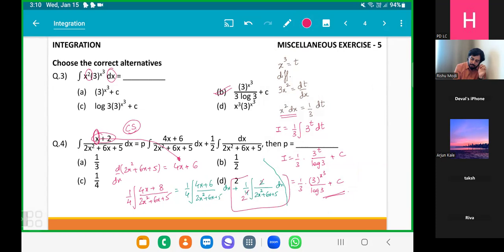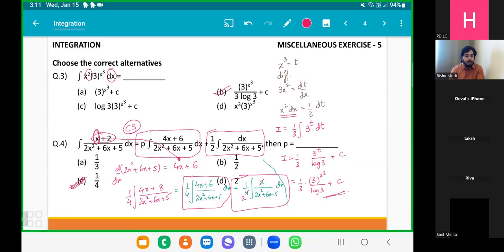This matches with my question, the left hand side first part or the right hand side first part. Therefore, I can say that the value of P is nothing but 1 by 4. So the value of P is option C, 1 by 4. Please take a look at this sum. If you still have some doubt in this, please do ask me.